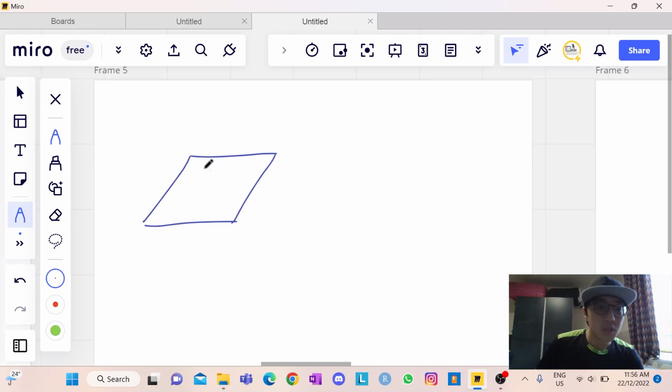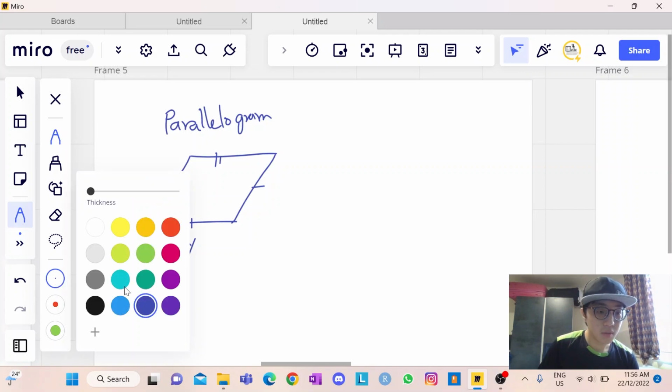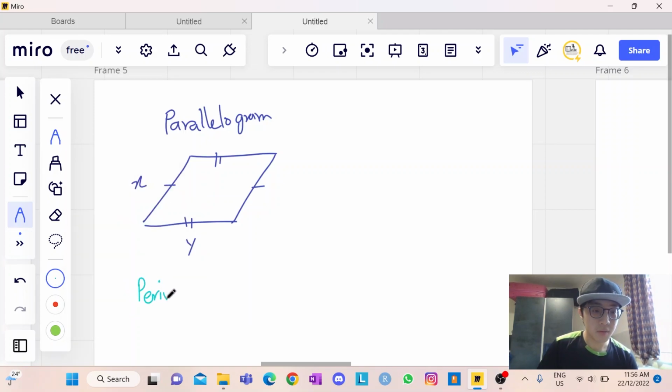All right, so how do you calculate the area in a parallelogram? Okay, so this will be two same and this will be two different ones, and we're gonna name it x and y. Okay, so first the perimeter. The perimeter will be equal to y plus x plus x, so you will get 2x plus y. All right, and the area right now.